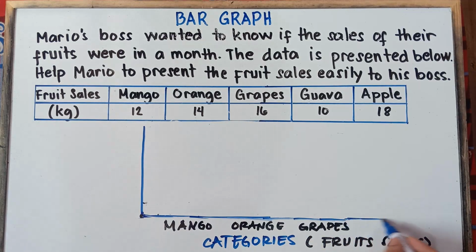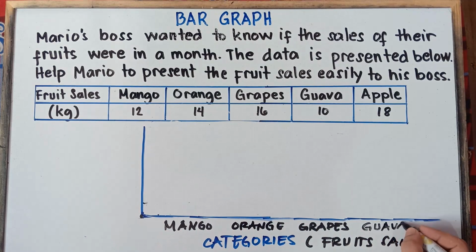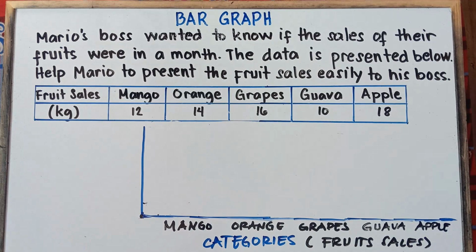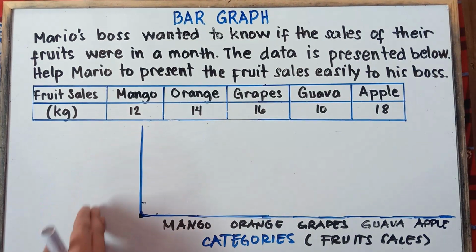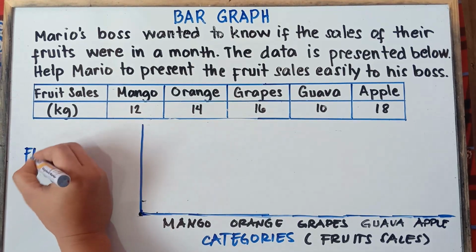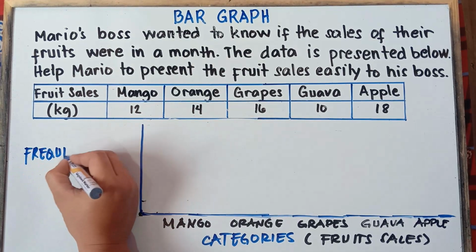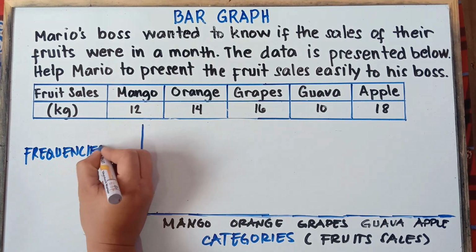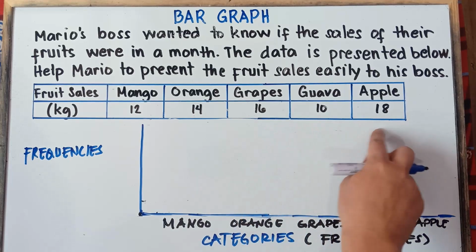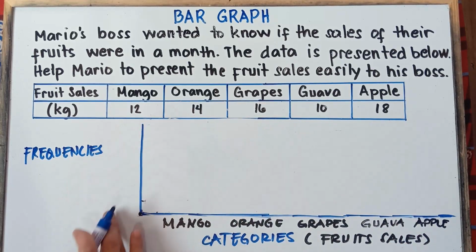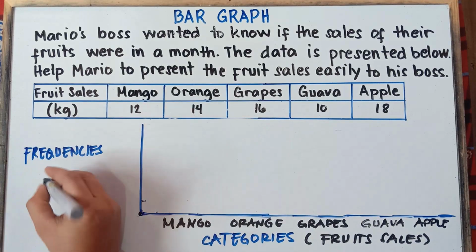Later on, class, I will draw the graph again using a ruler. So this is just a rough sketch. We have mango, orange, grapes, guava, and then apple. So once again, most of the time on the horizontal line, these are categories. And on the vertical line, these are the frequencies. Mostly, with regards to frequencies, these are numbers. So this 12, 14, 16, 10, 18 will be on the vertical line. Those are the frequencies, and our frequencies are in kilograms.